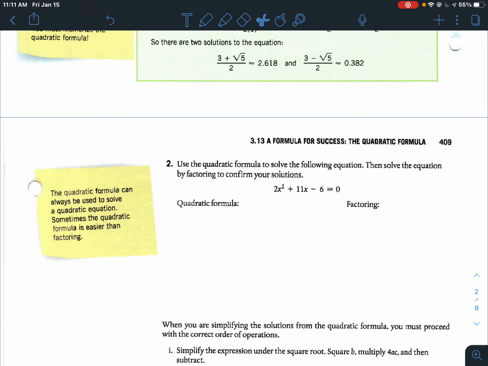So for the second one, use the quadratic formula to solve the following equation. It would help if I tried to read the directions properly. Then solve it also by factoring to confirm your solutions. So basically here, they're just having you do double the work to show you the quadratic formula and factoring are essentially the same thing. You'll get the same results whichever one you do. They're just making you do extra work.